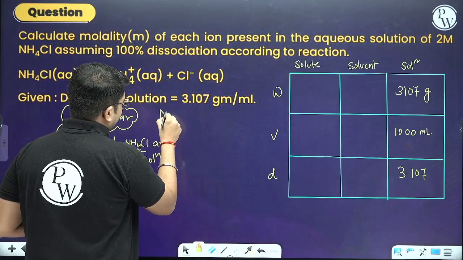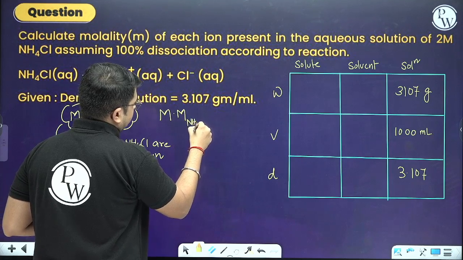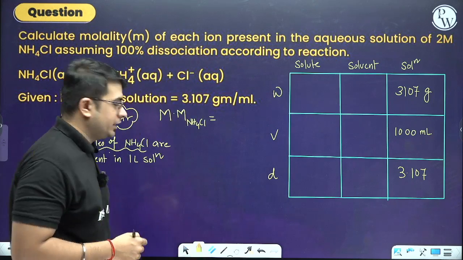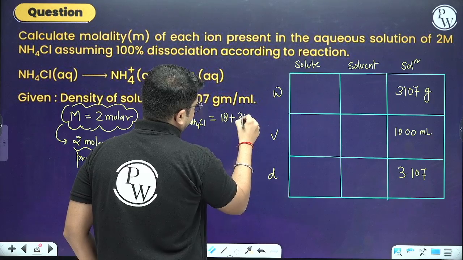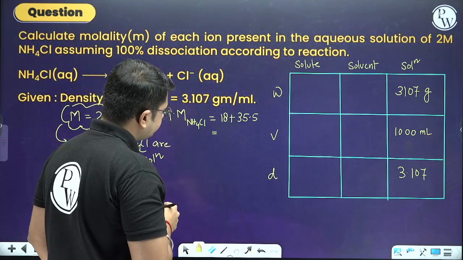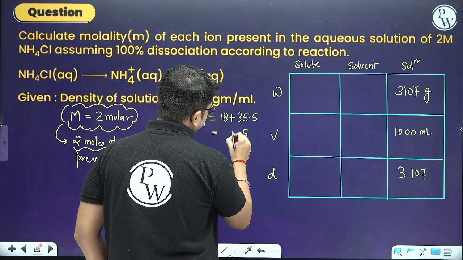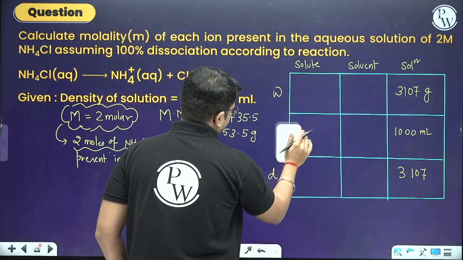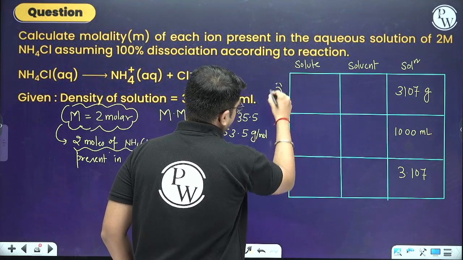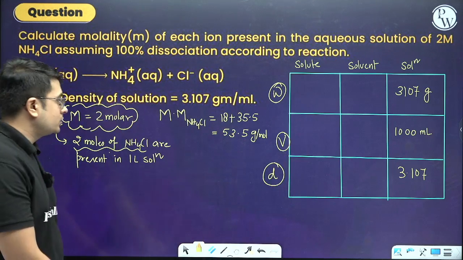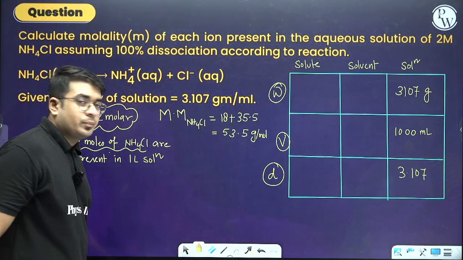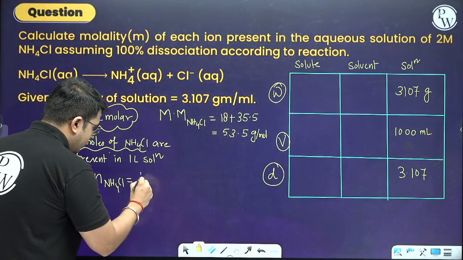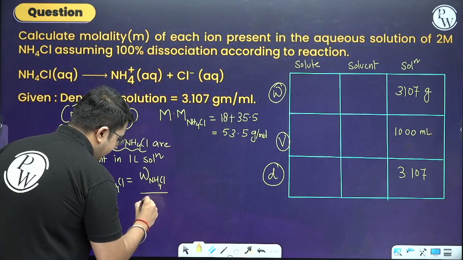Yes, very easy. We know the molar mass of NH4Cl, is it given? I don't think so. So for NH4Cl, we have nitrogen 14 plus 4, 18. This particular part is 18 plus chlorine 35.5. So that will be 53.5 gram per mole. Now 2 moles of NH4Cl are present. It means the number of moles of NH4Cl will be equal to W of NH4Cl divided by the molar mass of NH4Cl.